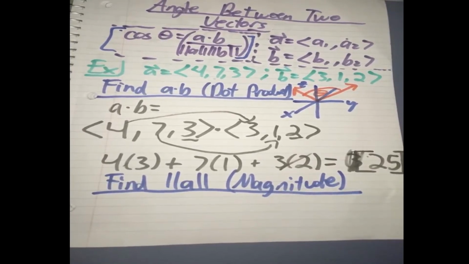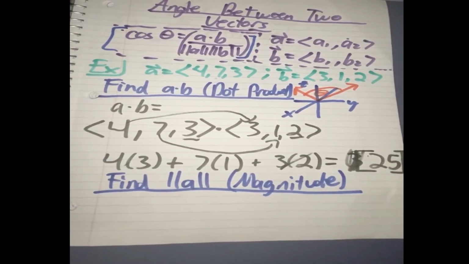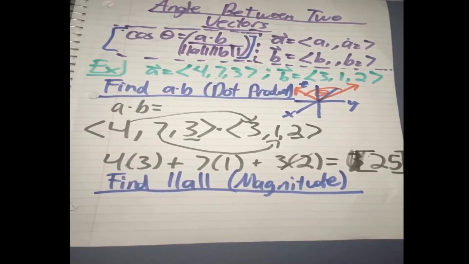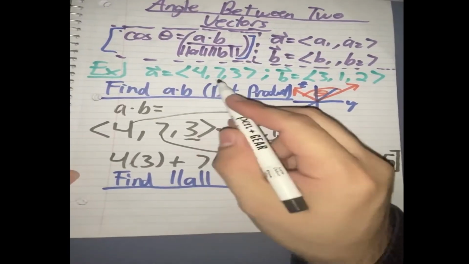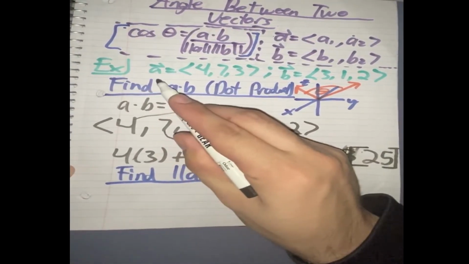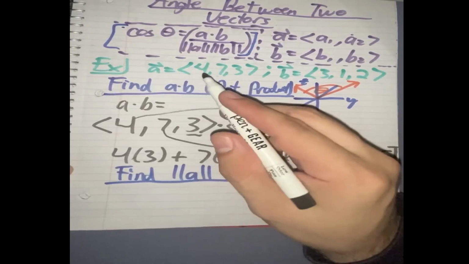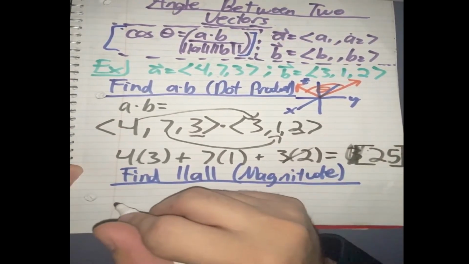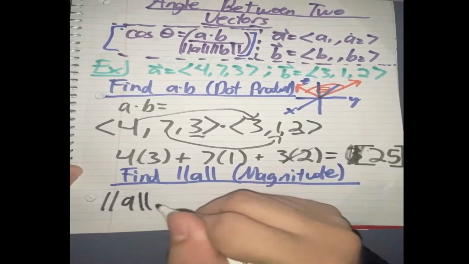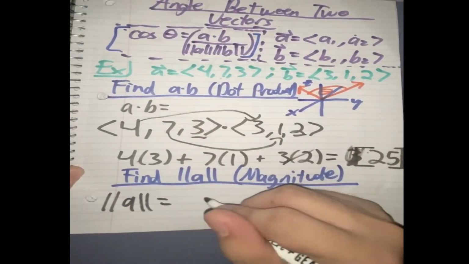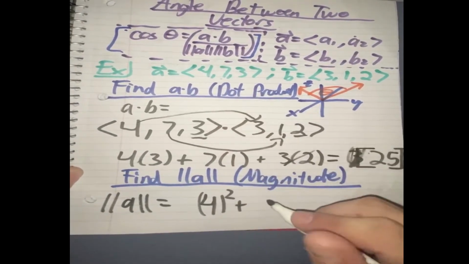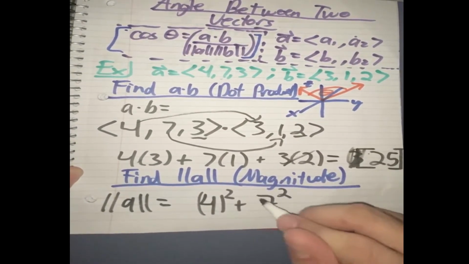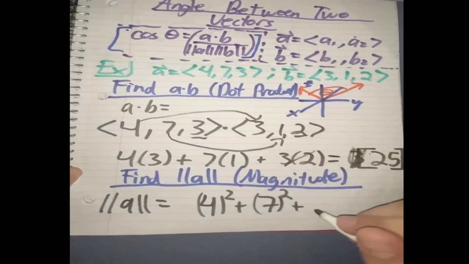So in this problem, we're asked to find the angle between two vectors, and in order to do so, we need to find the magnitude of A. If you don't know how to find magnitude, I do have a video on that, but it's really easy as well. We basically just take the x, y, and z components of vector A, we square them, we add them together, we take the square root. So for example, the magnitude of vector A is equal to 4 squared plus 7 squared plus 3 squared.